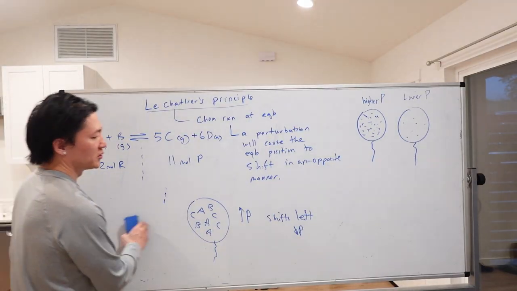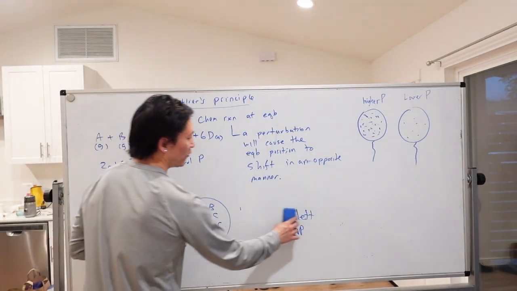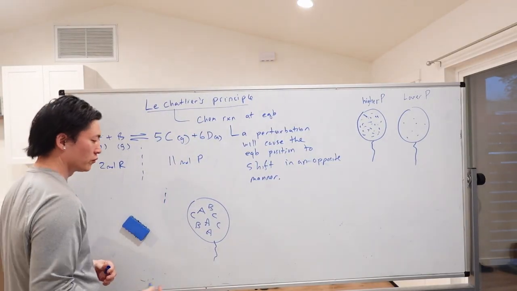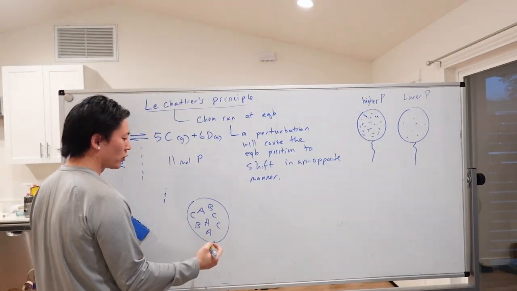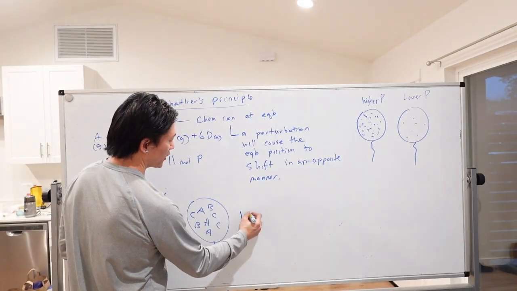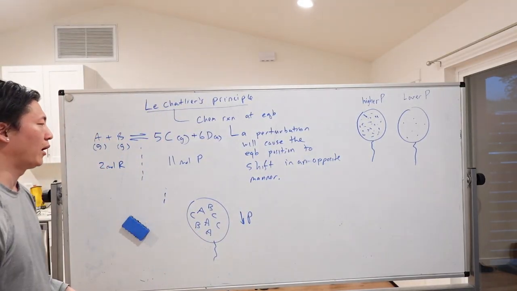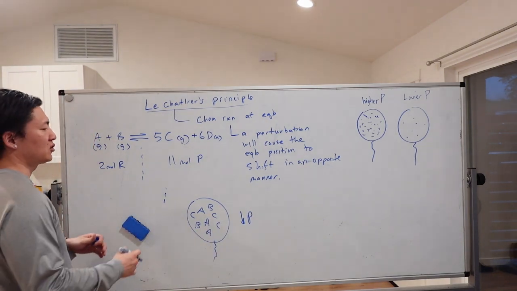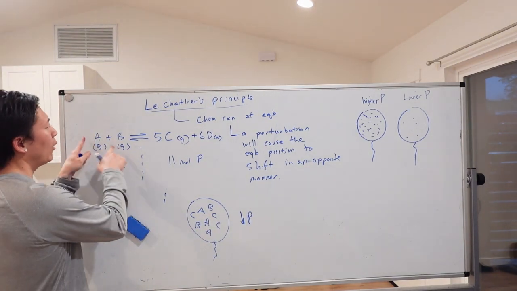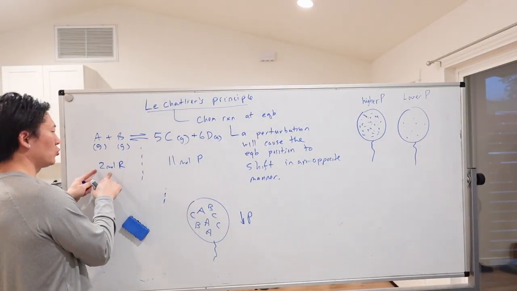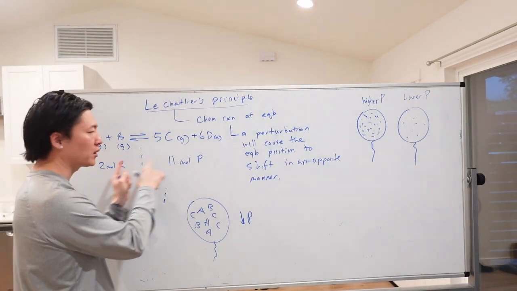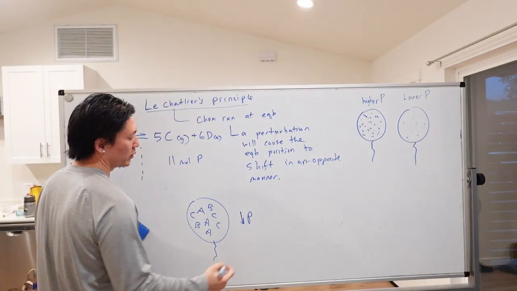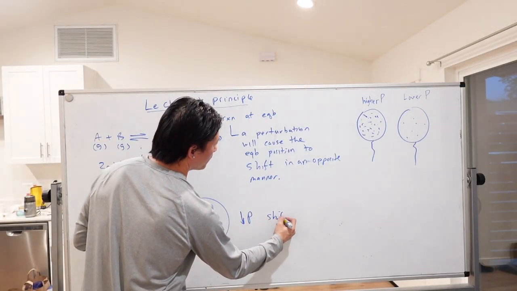And the opposite is true for this situation. When you have more moles of product, if I decrease the pressure, in order to do that I would have to expand the balloon. It's going to say, hey, I want to increase the pressure. I want to shift to the right, so two reactant particles can become 11 moles of product. So by decreasing the pressure, it'll shift right.